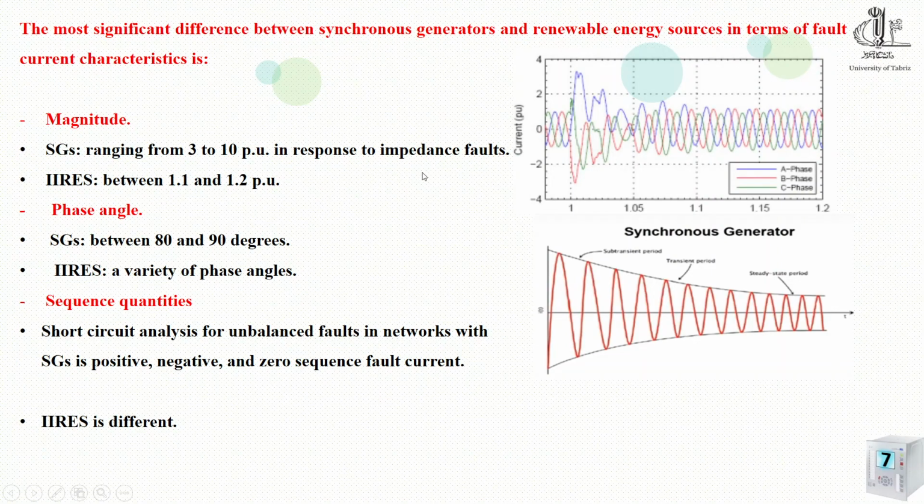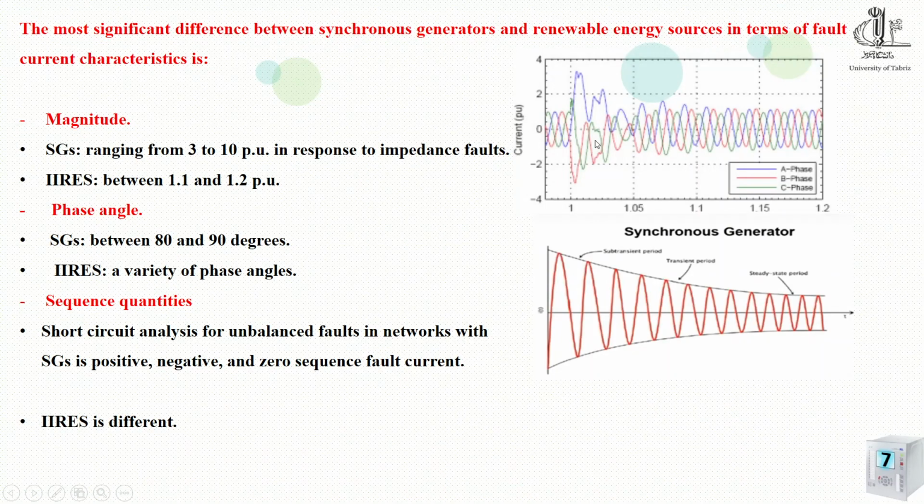So this figure shows an example of short circuit contribution from an inverter-interfaced renewable energy source under a three-phase fault with a voltage dip of 0.2 per unit on the step-up transformer. As observed, there is a transient period of 50 milliseconds, where the short circuit peak current is around 3 per unit.